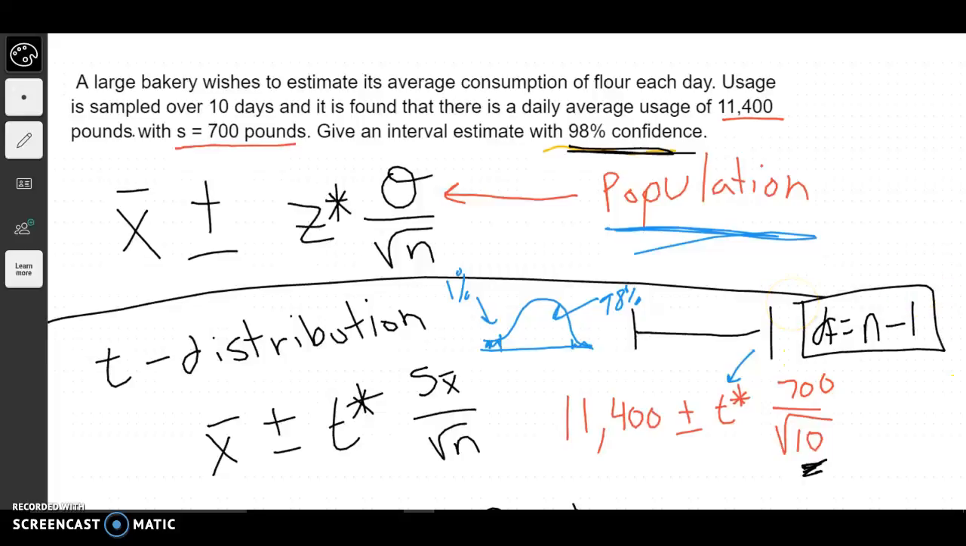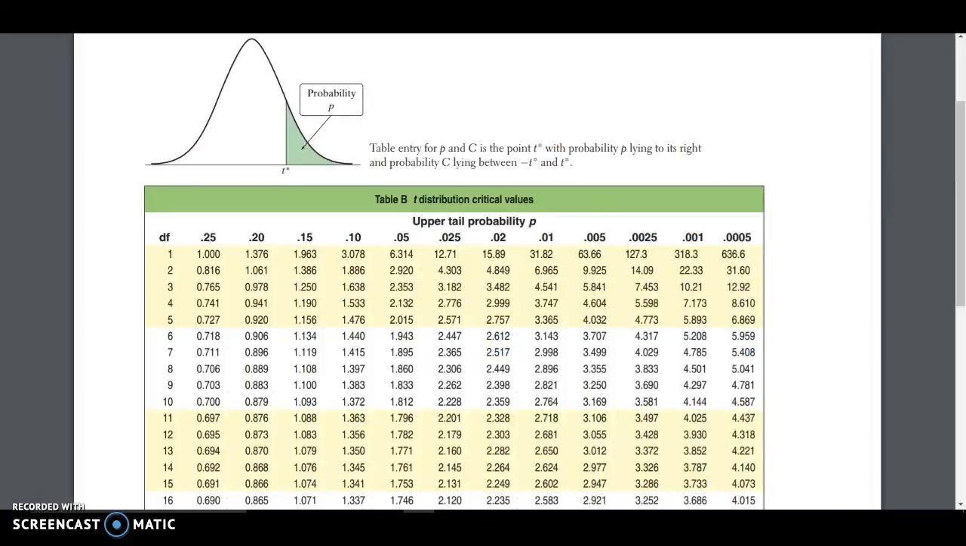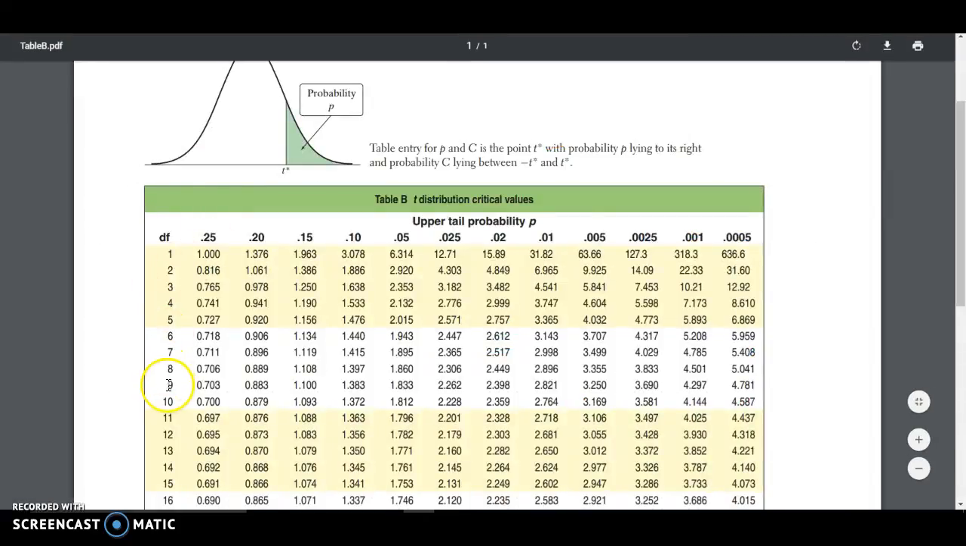That's how I find my degrees of freedom: my sample size minus 1. For us, our sample size is 10, so 10 minus 1. So when I go to this table, I'm using 9 degrees of freedom.